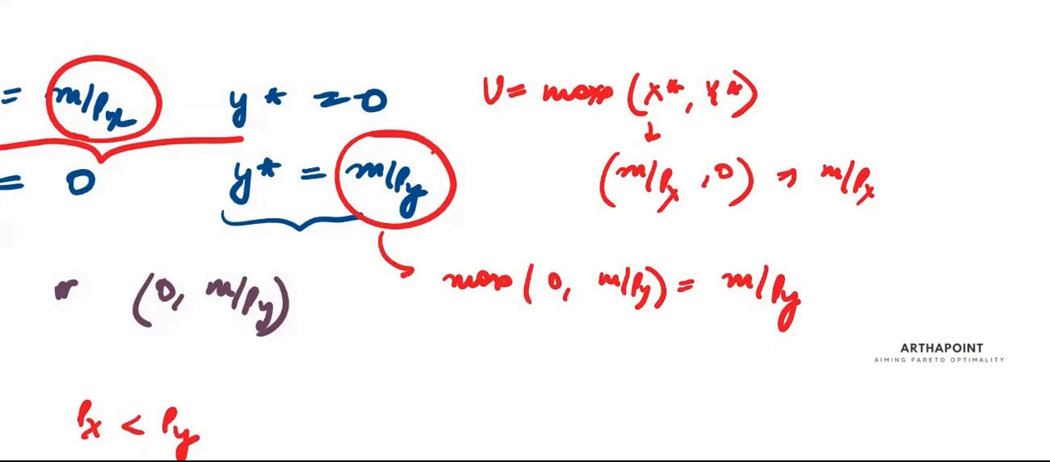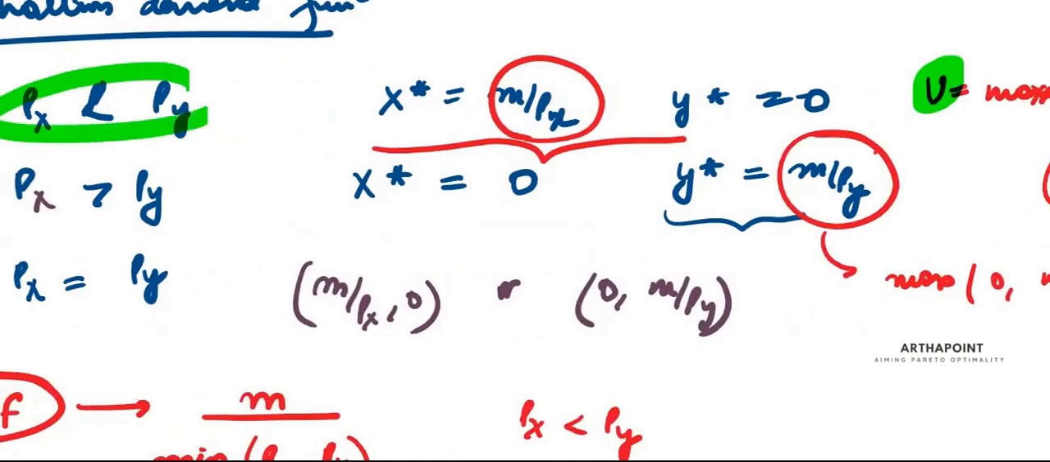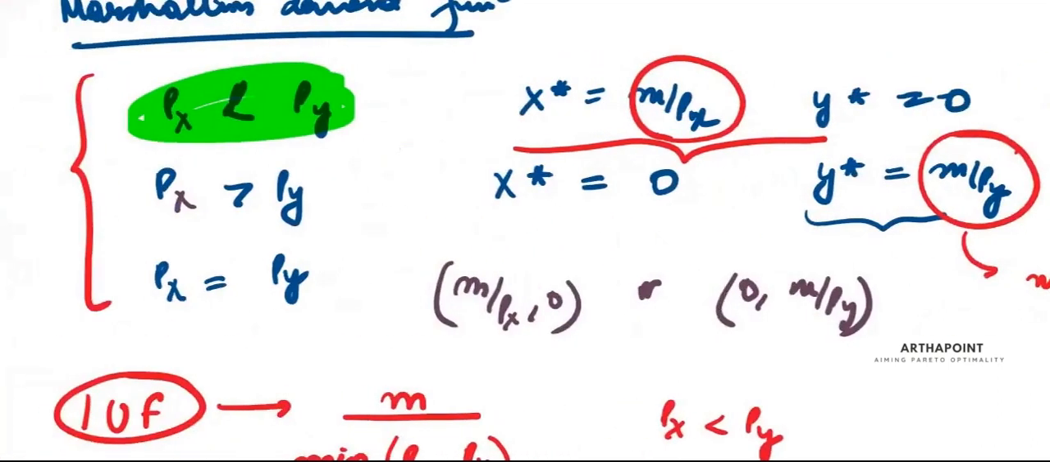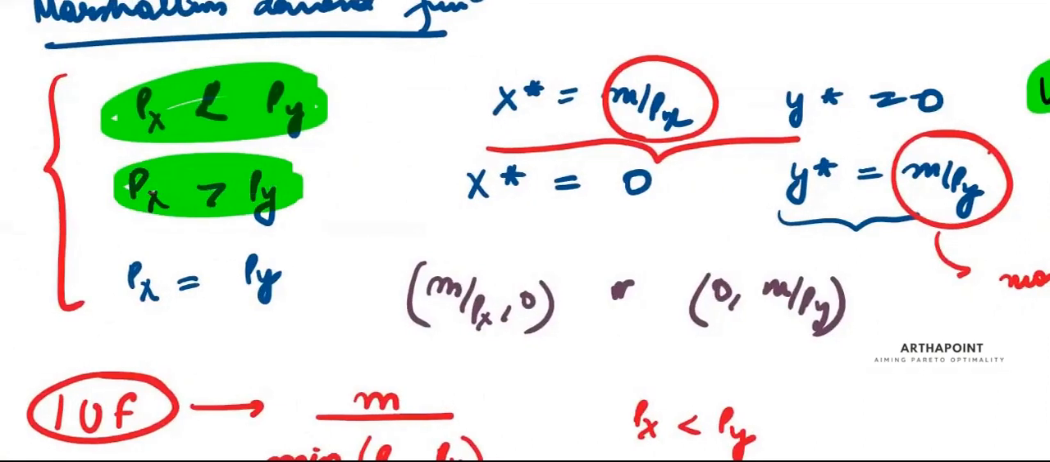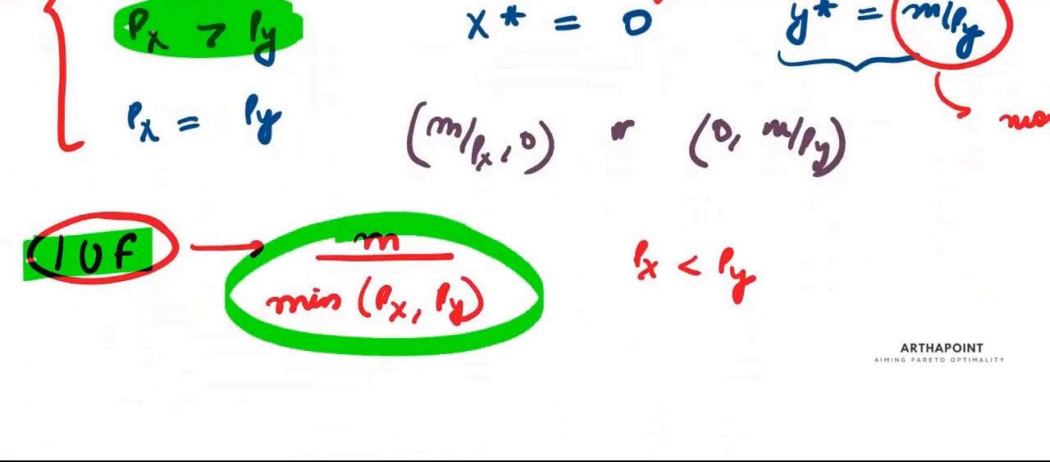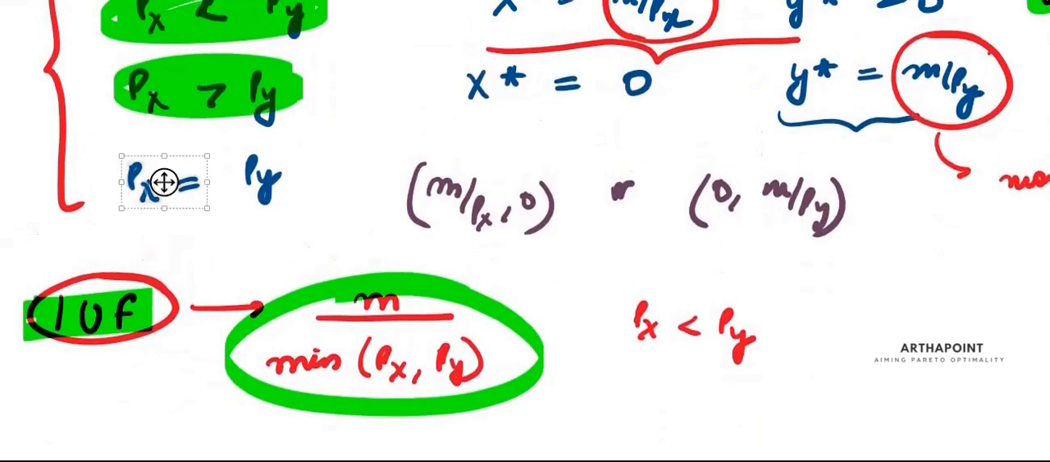So your utility that you're getting is simply M by Px or M by Py. It is M by Px when Px is less than Py. It is M by Py when Py is less than Px. And from there, you get your indirect utility function as this, m upon min of px comma py. So you don't have to really solve for max functions.